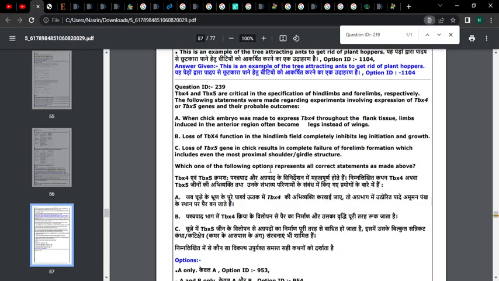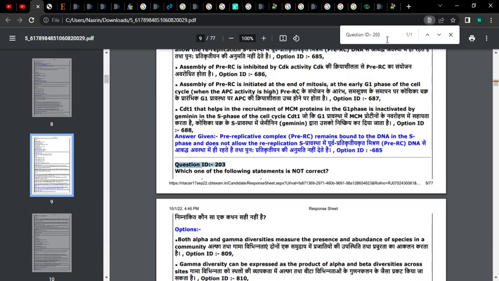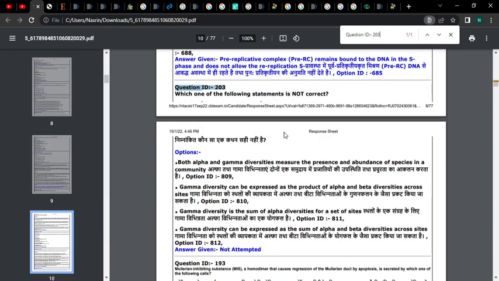The next question is question number 203. Which of the following statements is not correct? Here they mention option 811, that is gamma diversity is a sum of alpha diversity. No, gamma diversity can be expressed as a product of alpha and beta diversity. At the same time, it can be expressed as a sum of alpha and beta diversity. And both alpha diversity and gamma diversity are useful for measuring the presence or abundance of species. Whereas here they mention gamma diversity is a sum of alpha diversity. So this is a wrong option. So the answer given by NTA itself is correct. So please don't challenge this question.